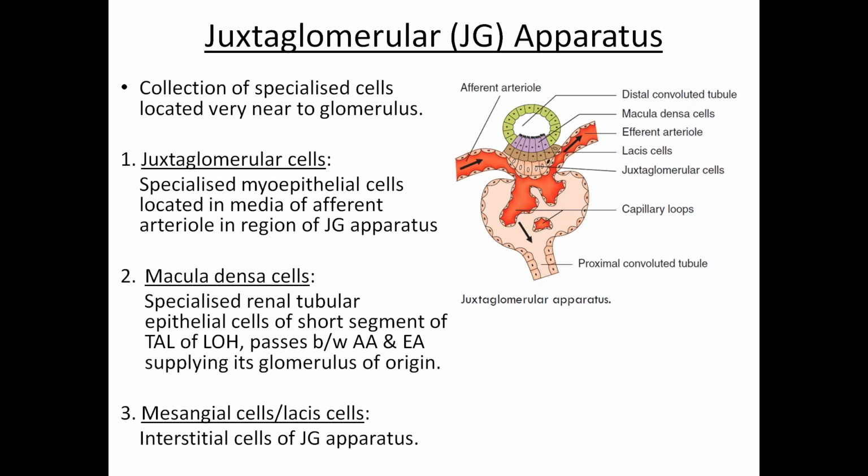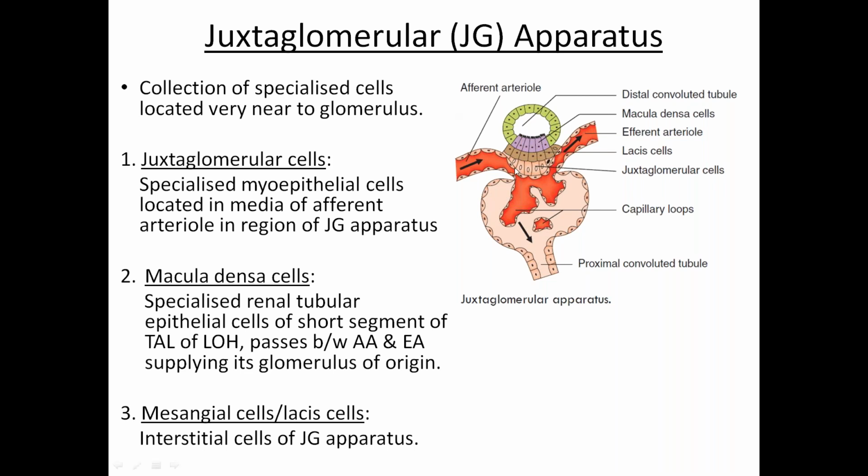Now, a very, very important thing about the JGA cells is that they act as baroreceptors or tension receptors. They respond to changes in the transmural pressure gradient between the afferent arterioles and the interstitium. So basically, JGA cells are baroreceptor cells. That's their most important function, I would say. They are densely innervated by sympathetic nerve fibers and release the renin content in response to sympathetic discharge.